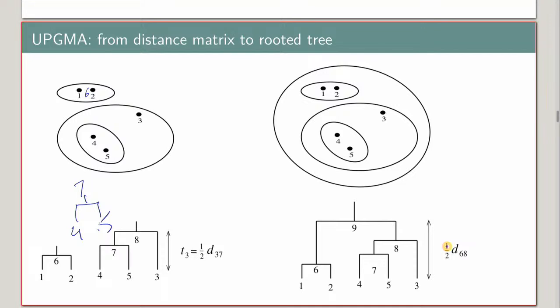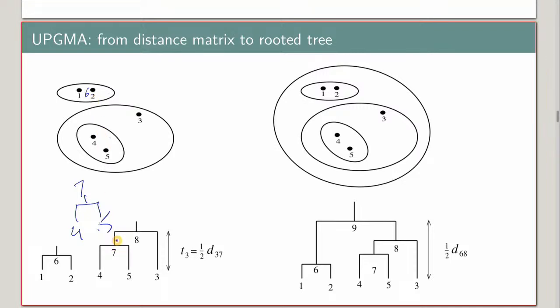And the way you calculate these distances is by, so the distance between any two clusters is the average of pairwise distance between all pairs of points among those clusters. So if it's just 2 points, it's just a distance. If it was, for example, this cluster and this cluster, it is the average of the distances 1-4, 1-5, 2-4, and 2-5. So that is the distance between cluster 6 and cluster 7 in this language.